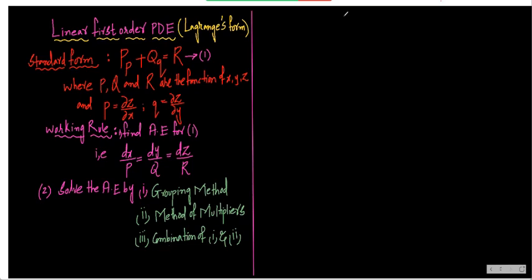Okay, now step 2 is over. Now moving to step 3. Suppose u is equal to a and v is equal to b are two solutions.